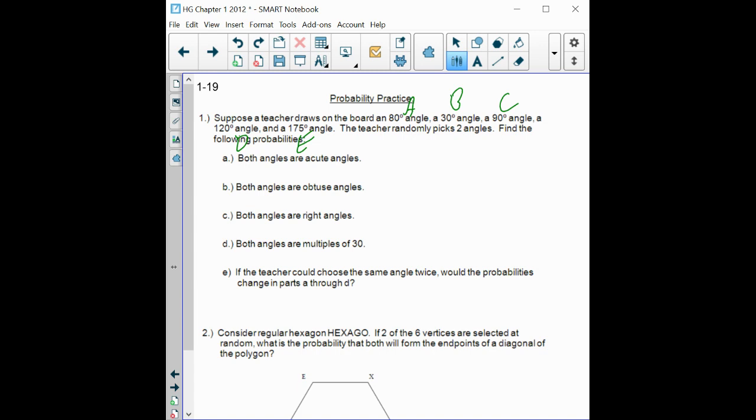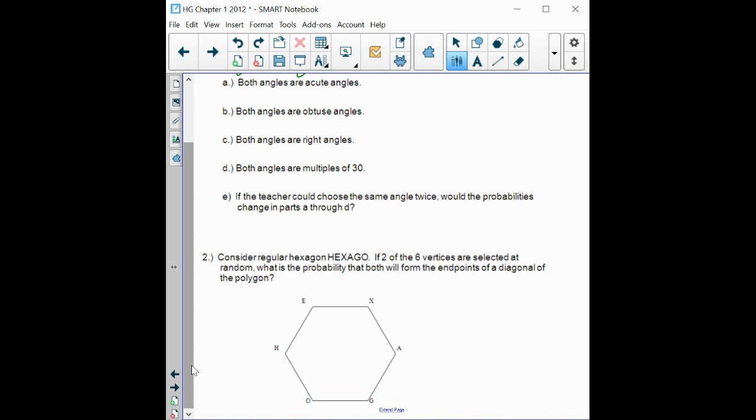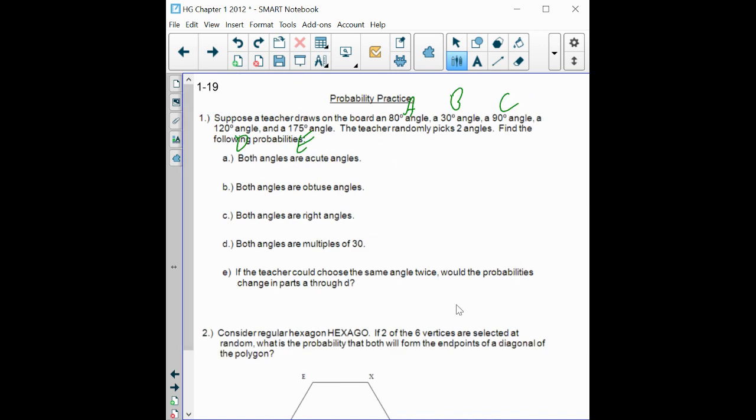And then also try E as well. Okay. And then go ahead and try 2 as well. The answers are up on Canvas. So when you're done, try those or check those out.